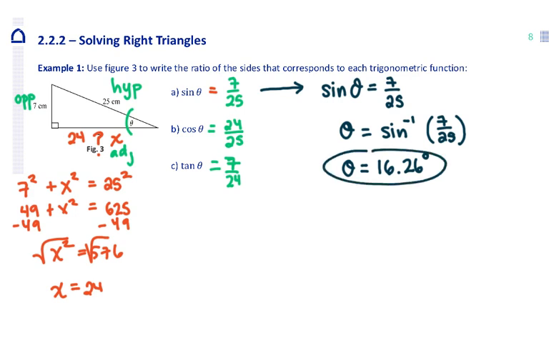Now the only thing we don't know in this triangle is the other angle. Let's call it beta. So remember, the two acute angles in a right triangle are going to add up to 90. They're complementary. So we could find that missing angle by doing 90 minus 16.26, and we'll get that last angle is 73.74 degrees. So we have completed this whole triangle now.